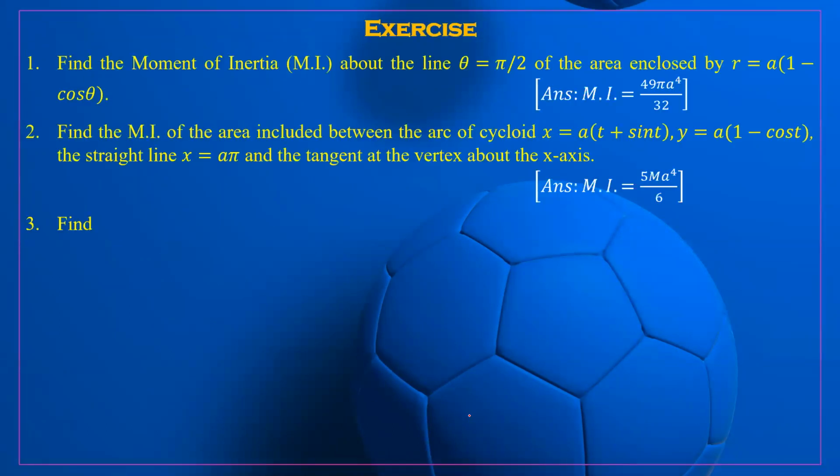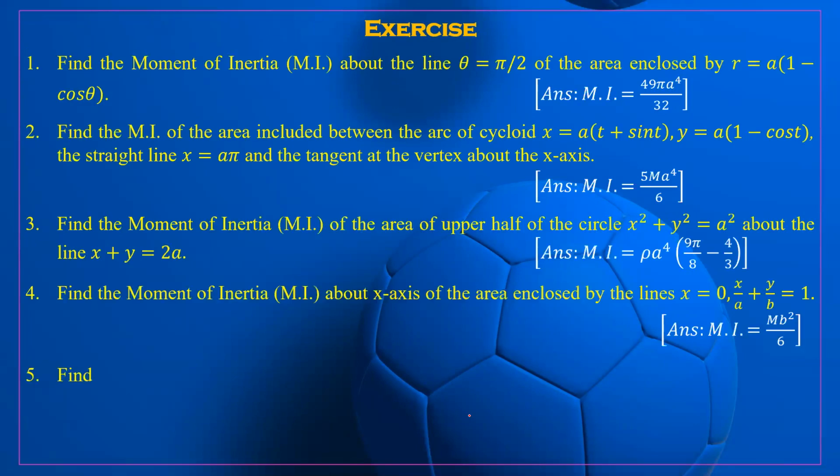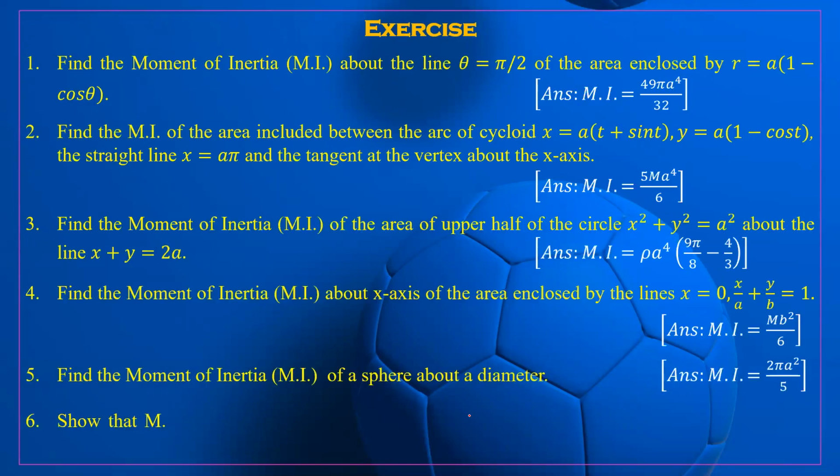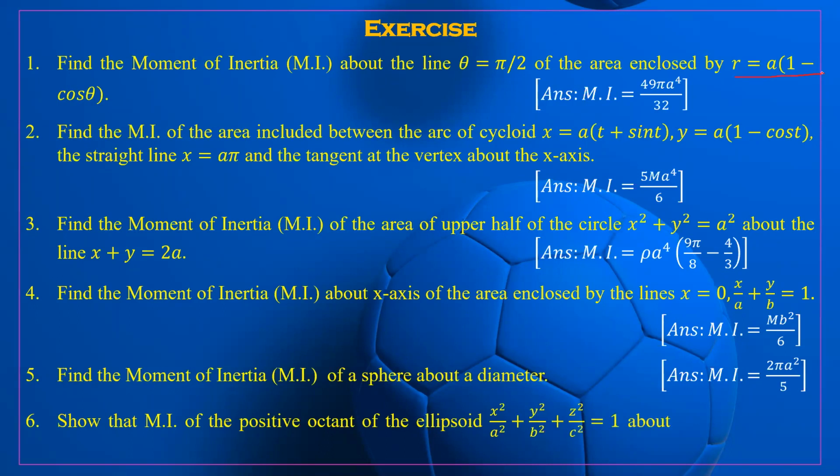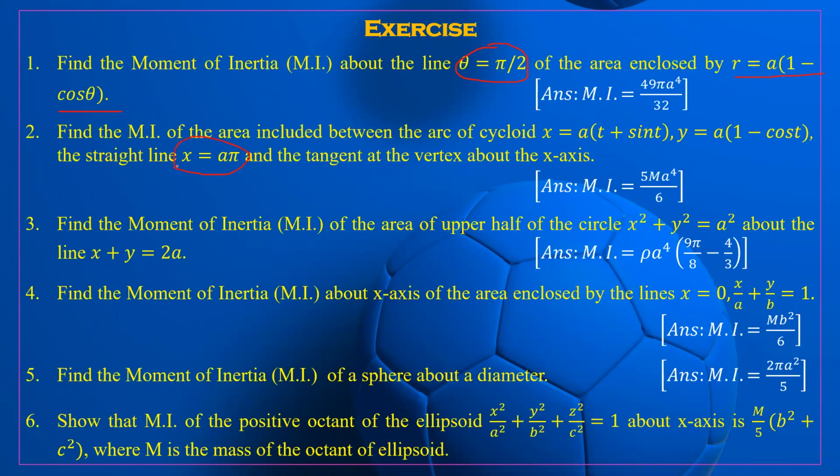And now these are some exercise questions. Each and every question may become double. Here we have to find the moment of inertia about the line theta equal to pi by 2 of the area enclosed by r equals a times 1 minus cos theta. Similarly, it can also be calculated for theta equal to 0. Clearly here, moment of inertia about the straight line x equals a.